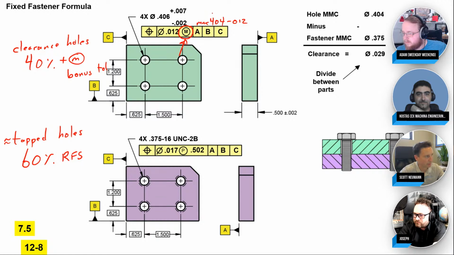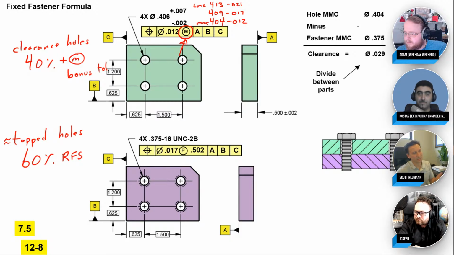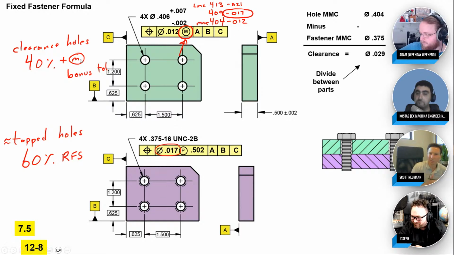Now, if the hole gets bigger, it goes up to like 406, 407, 408. So let's say it goes up to 409 size, you get this bonus tolerance up to 17. And if it goes all the way up to LMC, you have as much as 413, you would have as much as 21. So you get this additional position tolerance. And the idea is when you hit about the middle of the size range, when people hit 406 and it wobbles a little bit, they'll probably make it in the middle, 409, then it equals out with the other one. So it's because of that bonus tolerance that we didn't get a chance to explain real well, but as the hole gets bigger, you get more position. You don't get that benefit with tapped holes.